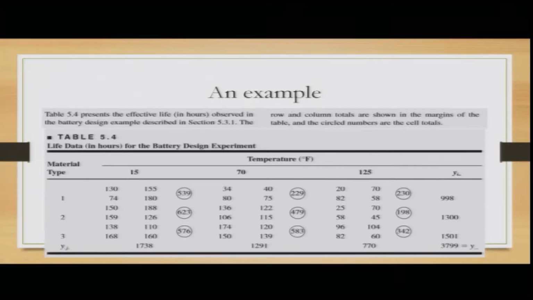So, this Table 5.4 represents the effective life in hours observed in the battery design example. The rows and the columns are shown in the margins of the table, and the circled numbers are the cell totals. So, basically, the material types A are given, and these are the temperatures. If you remember, in Fahrenheit they were 15, 70 and 125. So, for material type 1, 2 and 3, the values are given as 130, 155.